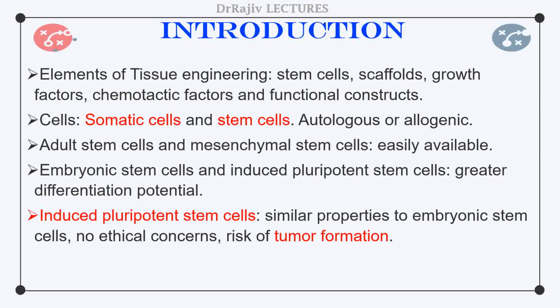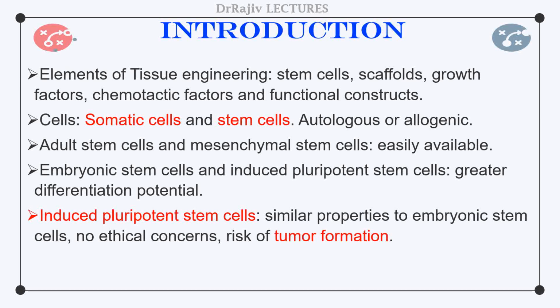Tissue engineering is a discipline that uses a combination of cells, scaffolds, various growth factors, and chemotactic factors to make functional constructs to restore, maintain, or improve damaged tissues or whole organs. The cells used in tissue engineering can be both differentiated cells or somatic cells and stem cells according to their differentiation potential. They can be obtained from autologous or allogenic sources. The best source of cells for tissue engineering depends on the specific application.